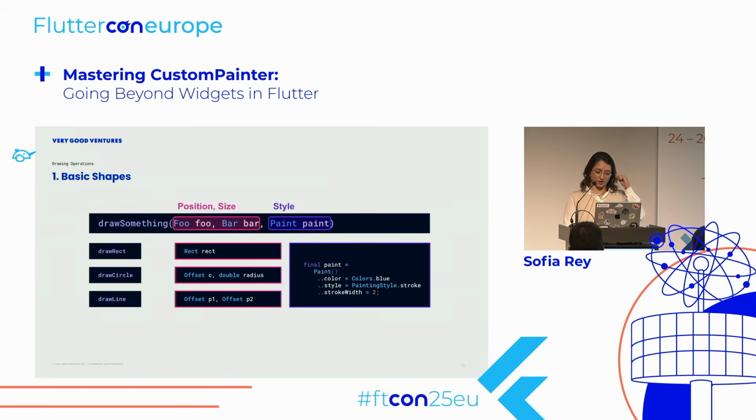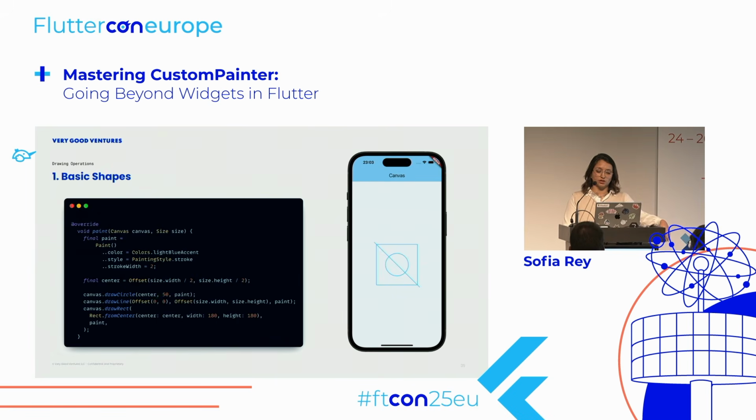So for example, we have draw rect, which will receive a rect object that determines the position and the sizing. And then we have the paint object. Or for example, draw circle, which will receive an offset for the center of the circle, and then a double for the radius, which is the sizing. Or draw line, which will receive a position for the beginning point and another position for the ending point. In code, this will look something like this.